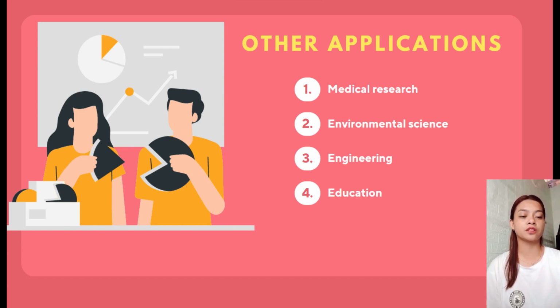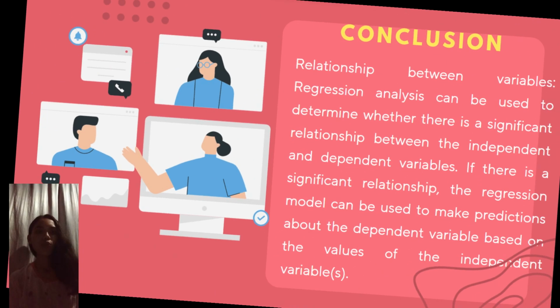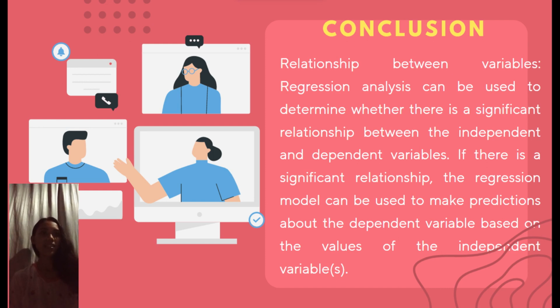So my insight in regression analysis is about the relationship between variables. Regression analysis can be used to determine whether there is a significant relationship between the independent and dependent variables. If there is a significant relationship, the regression model can be used to make predictions about the dependent variable based on the values of independent variables.